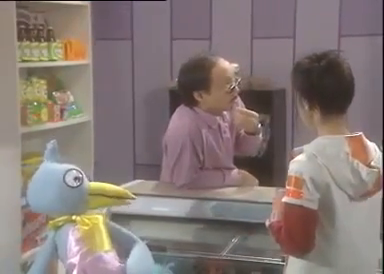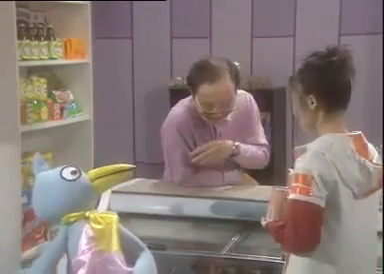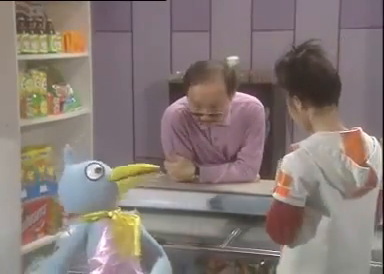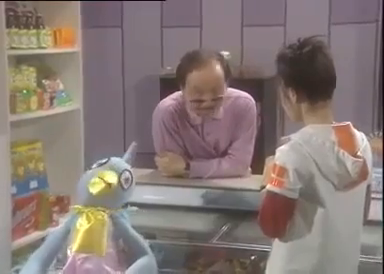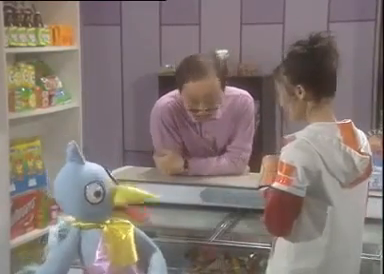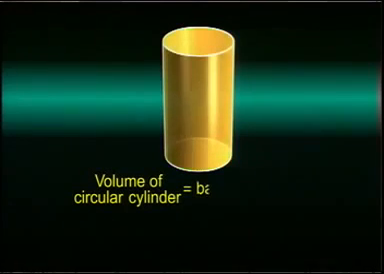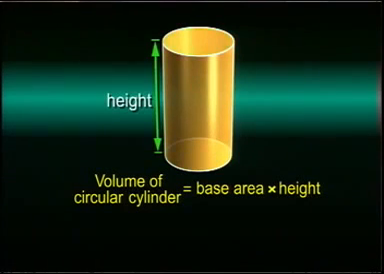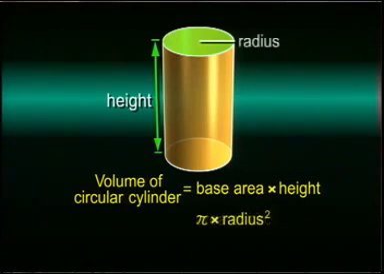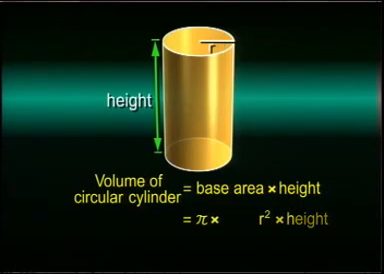Let me think a moment. Well, you could work it out for yourselves. Look, this can here is a circular cylinder. Just use the formula for calculating a cylinder's volume, and you'll have the volume of your can. The volume of a circular cylinder equals its base area times its height. The base area is the area of a circle, that is, pi times the radius squared. Therefore, the volume of a cylinder equals pi times the radius squared times its height. If we use r to represent the radius and h to represent the height, then the volume of a circular cylinder becomes pi times r squared times h.